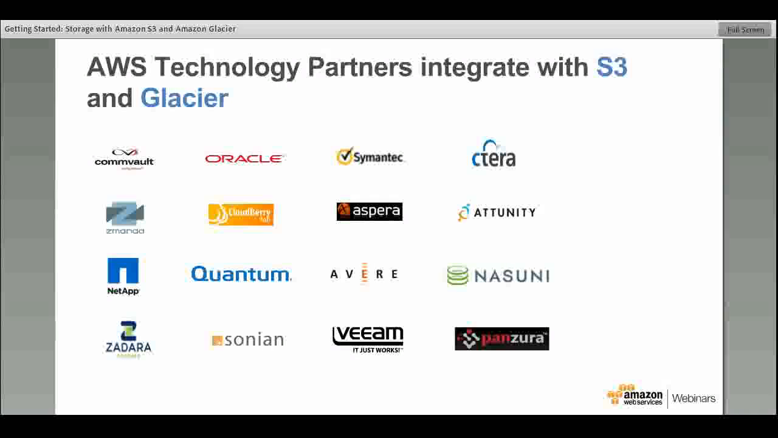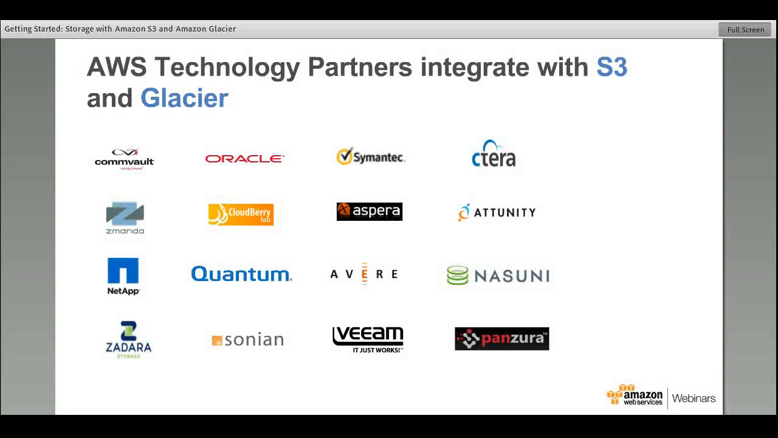We also have a really rich ecosystem of technology partners here. You can use some backup and archive software that natively support S3 as a target. So there's no need with Commvault and Symantec NetBackup, et cetera, to use a gateway at all. You can just back up directly into S3 and Glacier, and they define them as cloud targets.